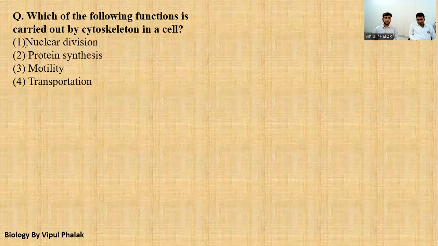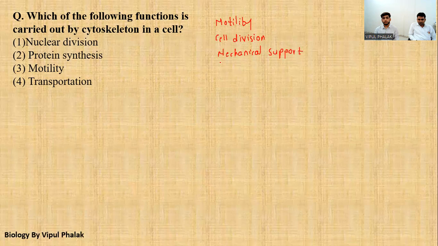Next question, which of the following functions is carried out by cytoskeleton in a cell? Major functions of cytoskeleton are: it provides motility, it helps in cell division, it provides mechanical support to cell, and we can say that specific shape of the cell is due to cytoskeleton, so it maintains shape.